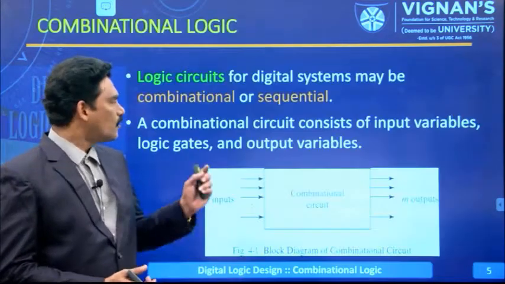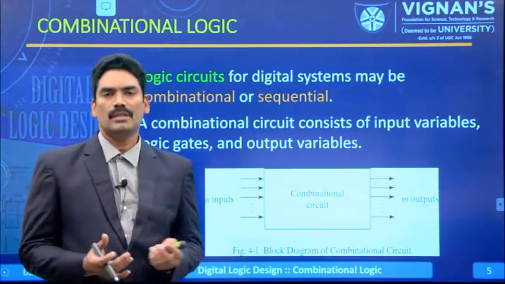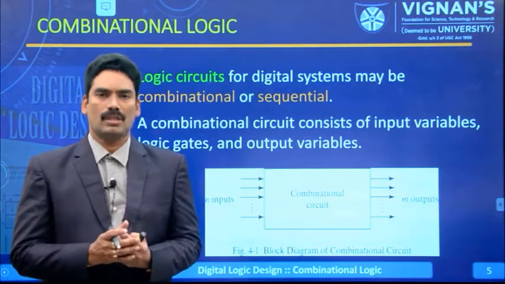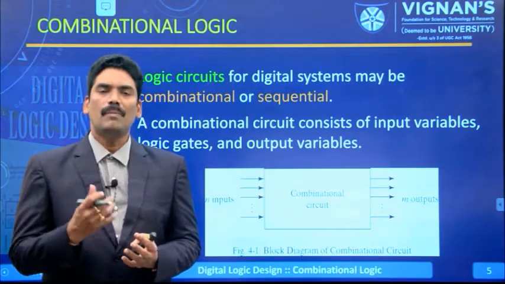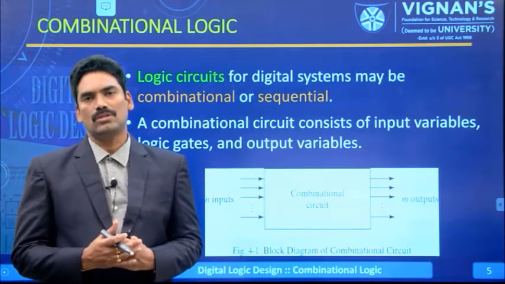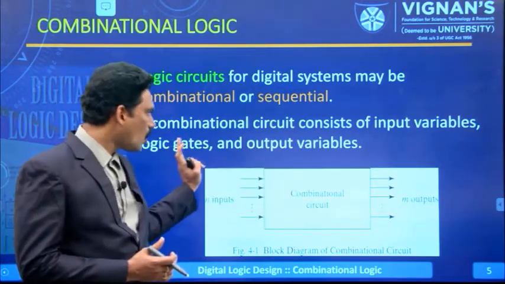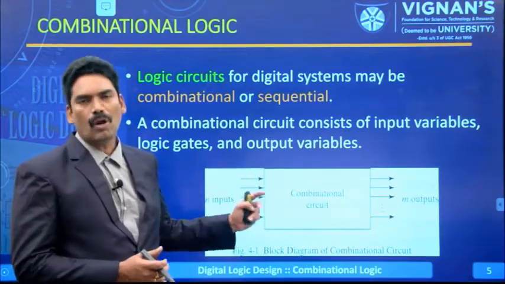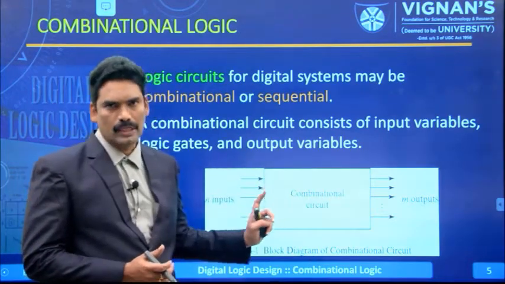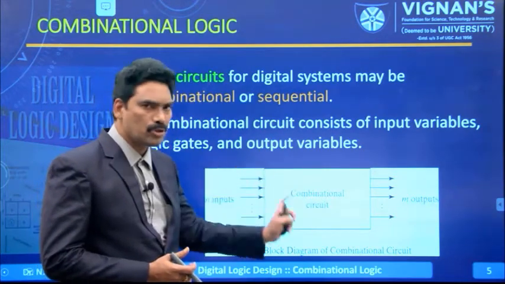First of all, let us see what a combinational circuit is. Logic circuits for digital systems may be combinational or sequential. That means there are two different types of logic circuits: combinational circuits and sequential circuits. A combinational circuit consists of input variables, logic gates and output variables. This is the block diagram of a combinational circuit. It takes n inputs and produces m outputs.